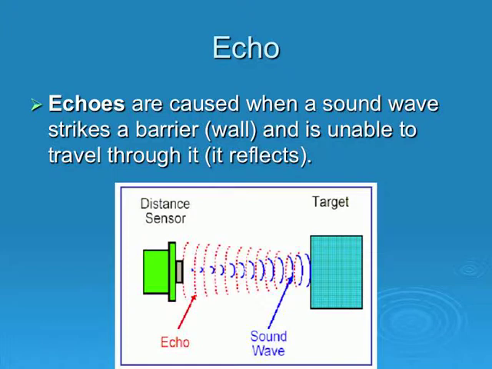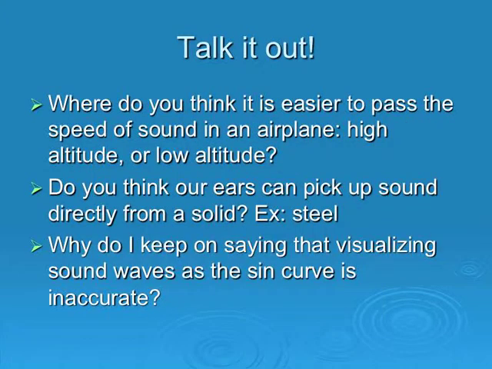We good on echoes, guys? One thing, if you do calculations with echoes, you would need to take the distance and divide by 2, right? Because it goes there and it comes back. So if you want to know how far away it is, you need to take that distance and divide by 2. All right, guys, grab a partner, talk it out.